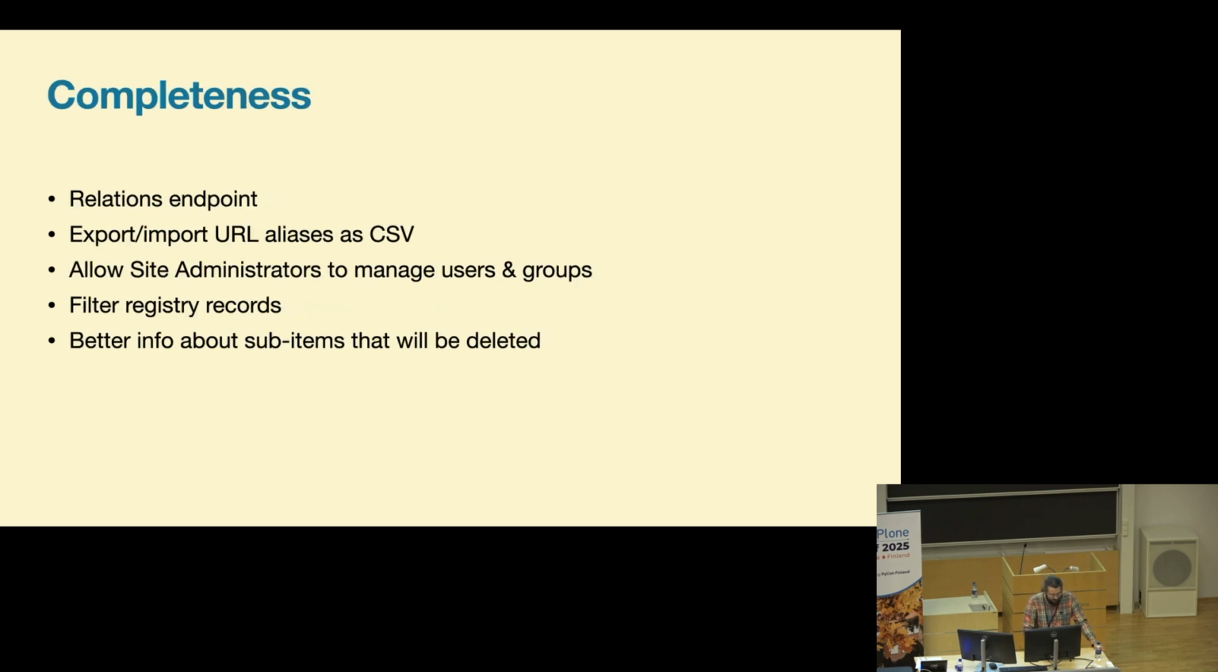The category of completeness is filling in features that were already available in Classic UI, but that you couldn't do through the REST API yet. Katya added the relations endpoint pretty early after we released Plone 6. We added support for exporting and importing URL aliases or redirects as CSV.